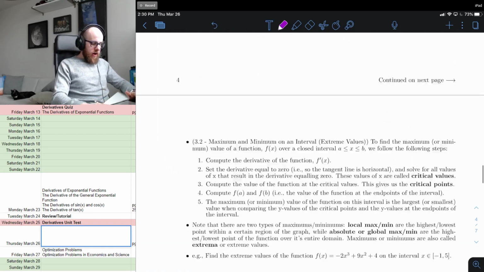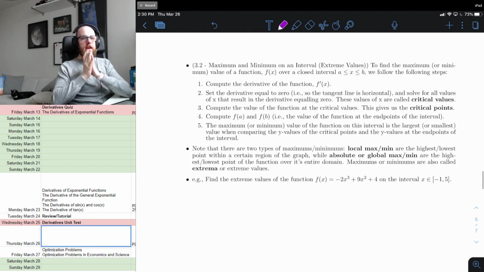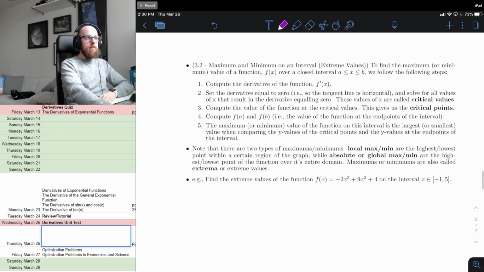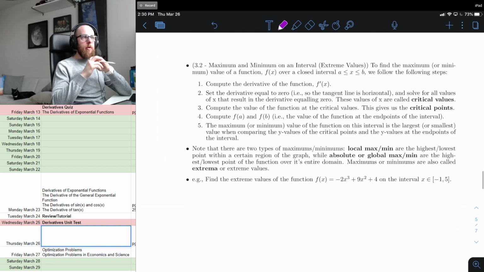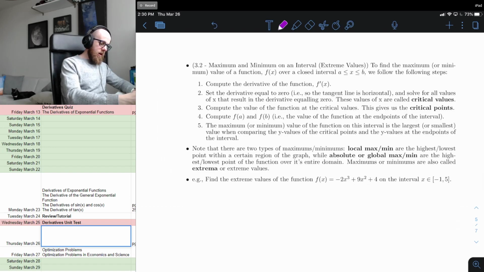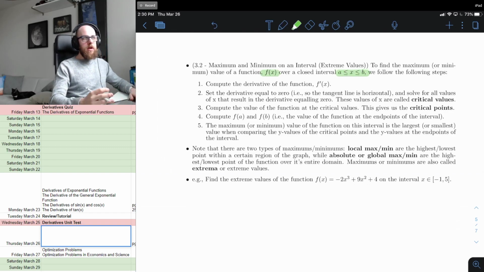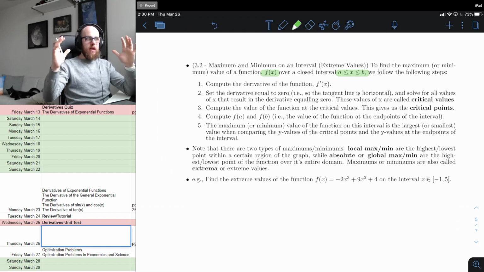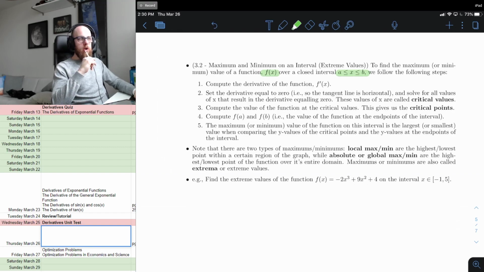Okay, now here's the main focus of today. This is the important stuff. We're into 3.2, the maximum and minimum values of a function on an interval, also called extreme values. The setup for this problem: here we have a function f at x, and we're considering that function over some interval where x is between some value a and some value b.